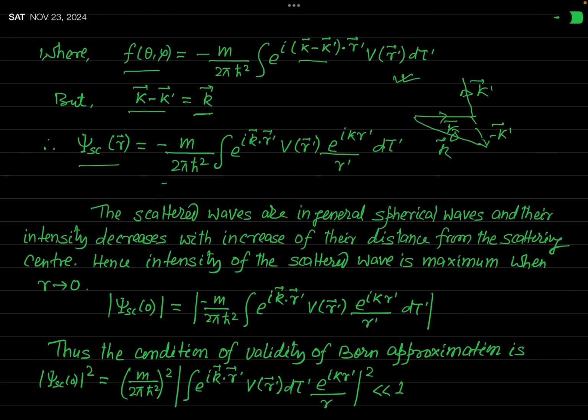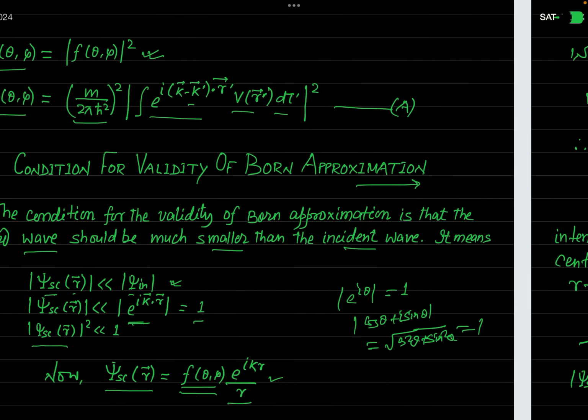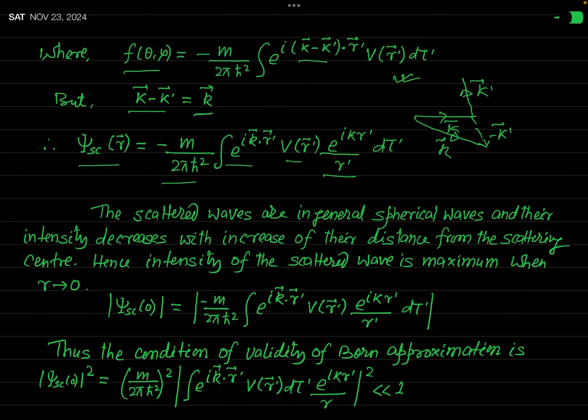This much. Minus m over 2 pi h bar square integral e to the power i k kappa dot r dash v of r dash times this much d gamma, because psi sc is f of theta phi times this much. Okay. Here I have actually used r dashed instead of r because we are talking about the scattered wave. Okay. So in this way we have obtained the expression for the wave function of the scattered wave.